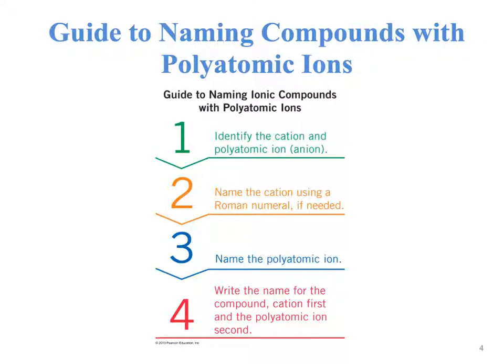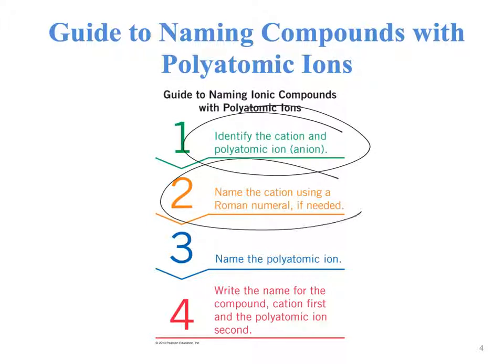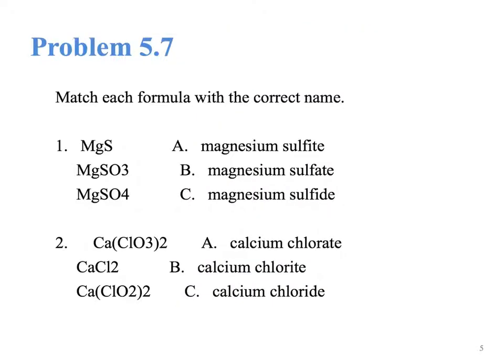How do we name them? First, we identify the cation, the polyatomic ion. We name the cation using the Roman numeral if they have variable charges, then we name the polyatomic anion. For example, magnesium. Is this a polyatomic anion? No. So this will be magnesium sulfide.